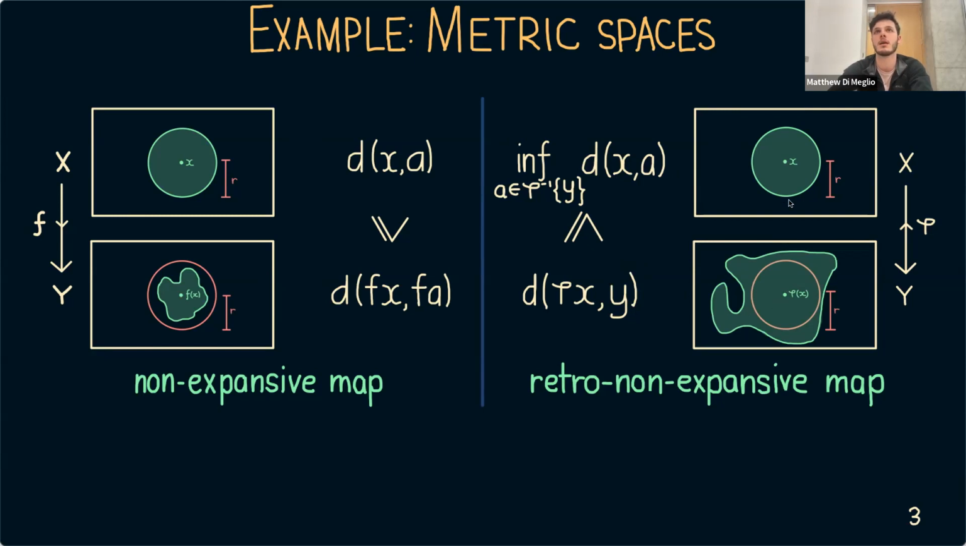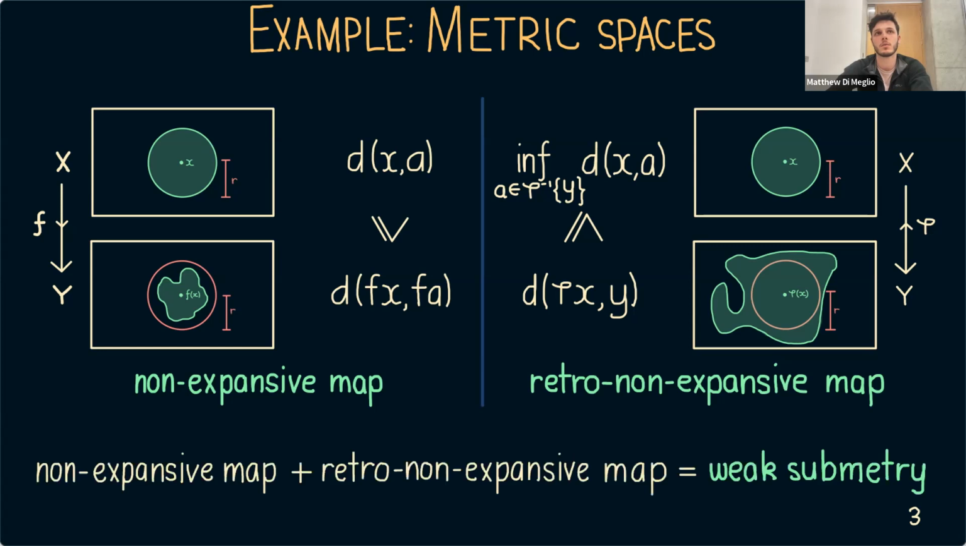Equivalently, we could say that for each point X in the domain, the open ball of radius r around X is mapped to some set in Y that contains the open ball of radius r around phi of X. So these two characterizations are equivalent. So these retro non-expansive maps are non-expansive in the reverse direction in some sense.